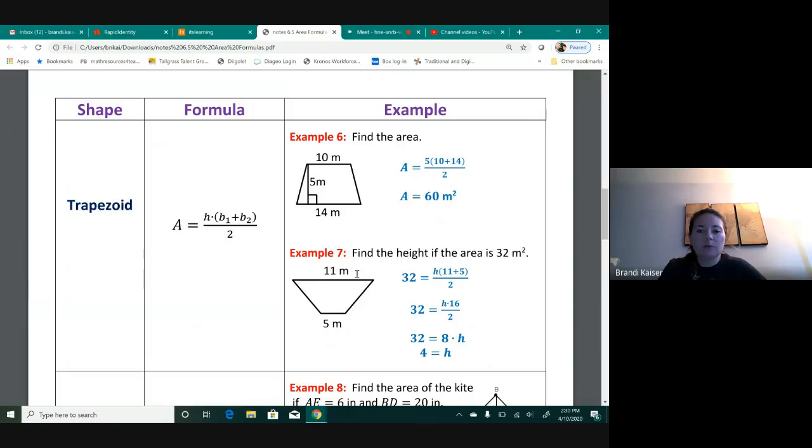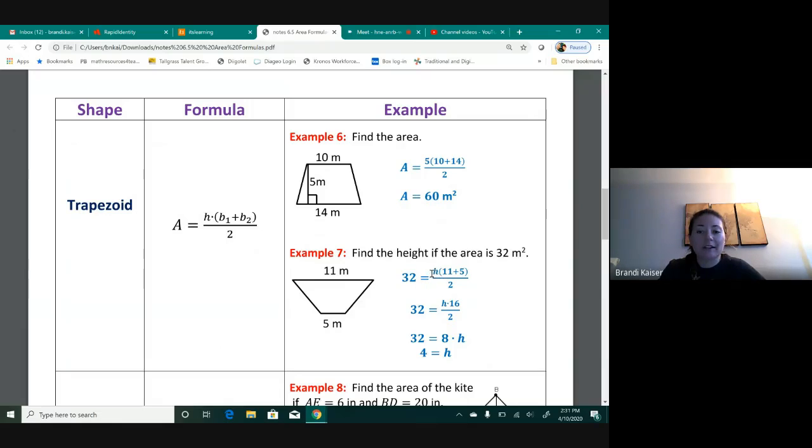Now this bottom trapezoid is a little bit different. They want us to find the height if the area is 32 meters squared. If you notice, they gave us the top base and the bottom base. They did not give us any measurement with a right angle. That's the thing we're trying to find, that height. But we have enough information to find it. So we have our 32 meters squared that we plug in for area. That's the A.